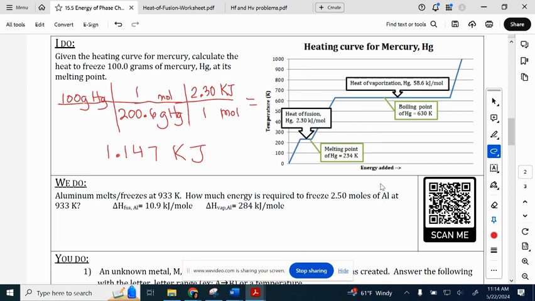I'm going to change this next question so you're ready for one of these on your quiz tomorrow, because you're going to have one of these like this. Solid. Okay, so we are going to freeze this aluminum.